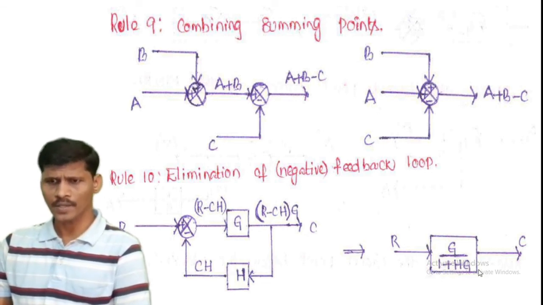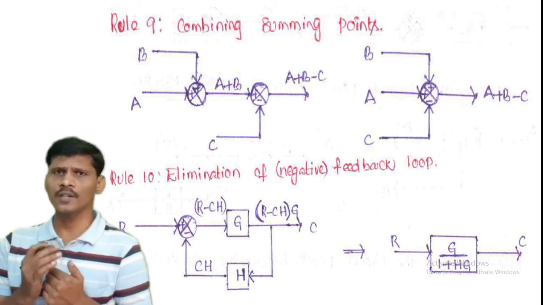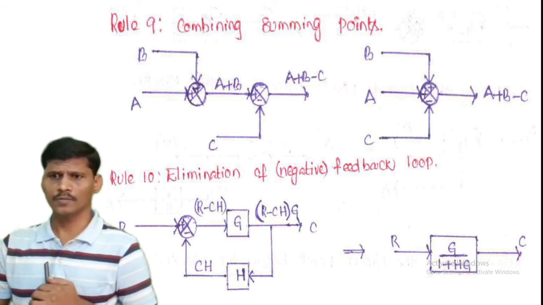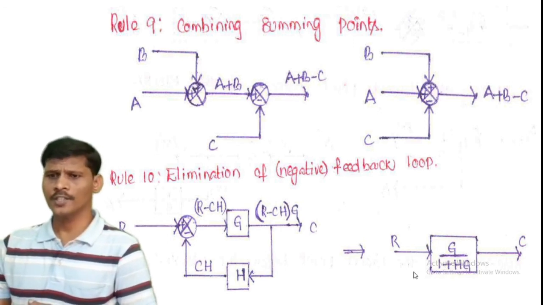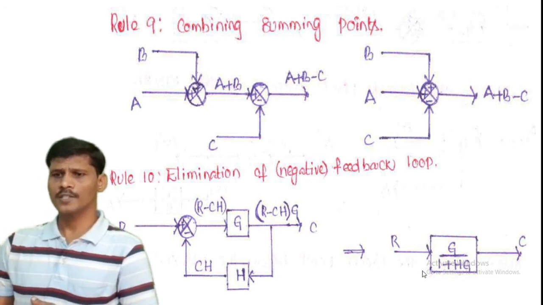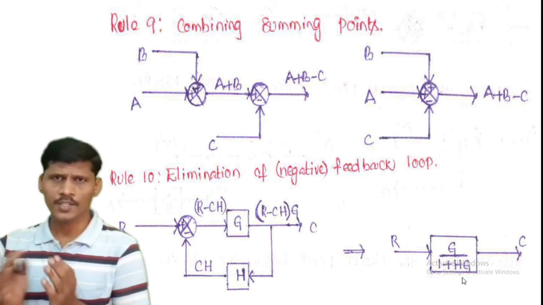G by 1 plus GH, where G is the open loop gain and H is the feedback path gain. And C is the output and R is the input. Therefore, the transfer function C of S by R of S is equal to G by 1 plus GH. So this is the elimination of the negative feedback.